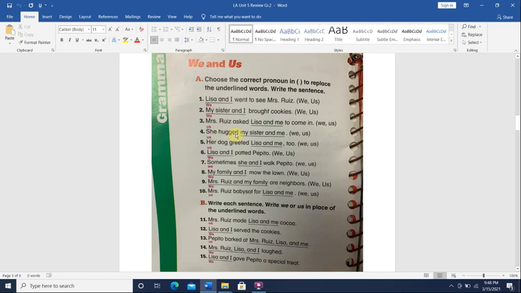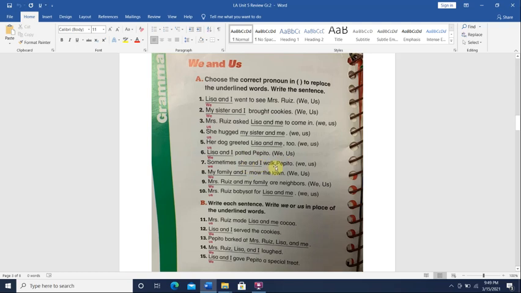Okay, number 4, she hugged my sister and me. So the underlined words are after the verb, so we use us. She hugged us. Her dog greeted Lisa and me too. So after the verb, it's after greeted, so it's us. Her dog greeted us. Lisa and I patted Pepito. So Lisa and I is before the verb, so we'll use we. Sometimes she and I walk Pepito. So she and I is before the verb, which is walk. So we will use we.